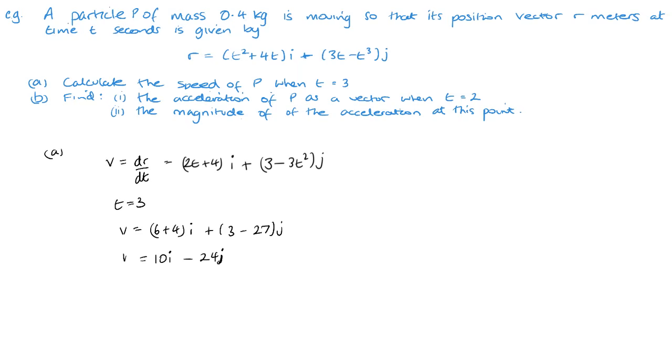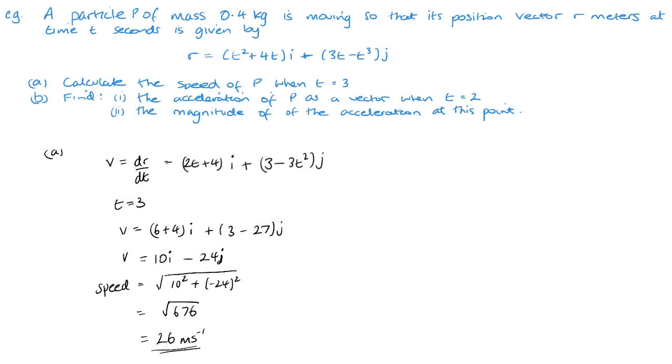Now that's the velocity as a vector. We want the speed, so we want the magnitude of that velocity. That is with Pythagoras: 10 squared plus minus 24 squared, and that will then be square rooted. That's the square root of 676, which is 26 meters per second. Okay, so that's part A done.